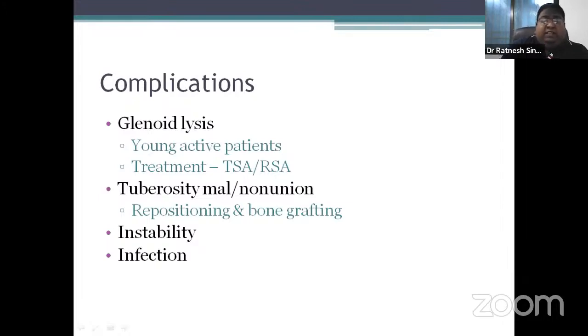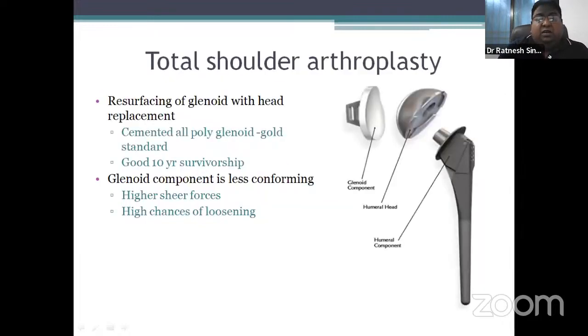Instability could be present if there is a deficiency of the rotator cuff, or if there is deficiency of the acromion arch, that can lead to the anterior superior migration of the head. And there are definitely chances of infection, about 2% in cases of hemiarthroplasty.